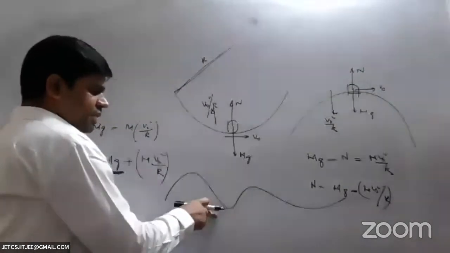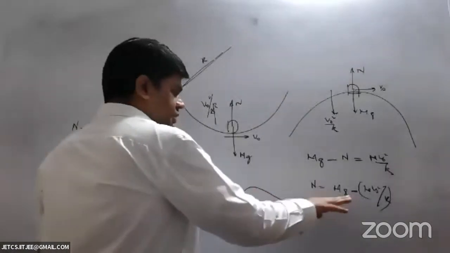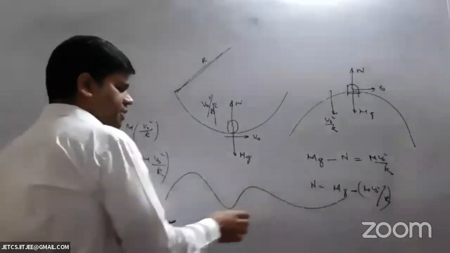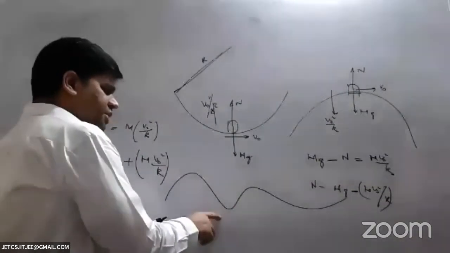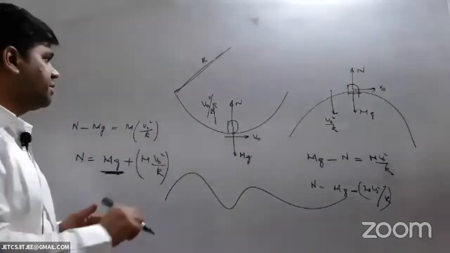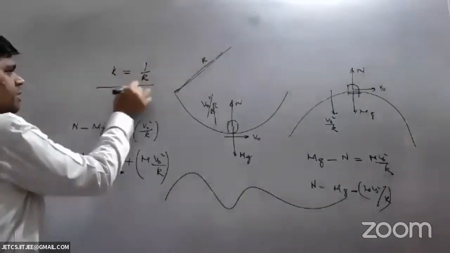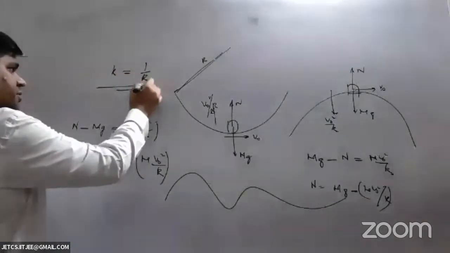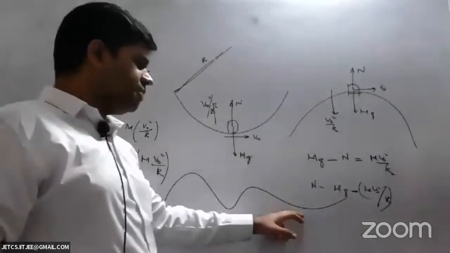Curvature is more. Radius of curvature is less, so curvature is more. It's taking a sharp turn. Here it's taking a smoother turn. Comparatively, this is a smoother turn than this. So curvature here is less. Curvature here is more. Radius of curvature here is less, and here the radius of curvature is more. Curvature is inversely proportional to radius of curvature. Curvature K is equal to 1 by r, 1 by radius of curvature. So here normal reaction will be the maximum. Here normal reaction will be the least.